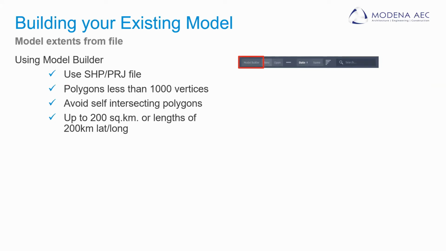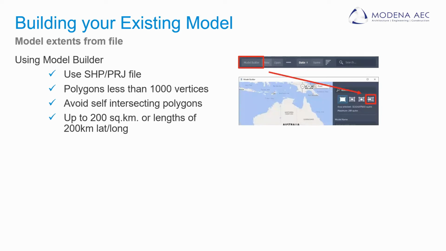So when using Model Builder, you can use shape or project files to define the extents of your project area if you have that set up beforehand. Note that your polygons cannot have more than 1,000 vertices, and you have to avoid self-intersecting polygons, otherwise your model will be corrupted. You can do a model up to 200 square kilometers or a length of 200 kilometers lat long. In other words, 1 kilometer wide and 200 kilometers long. Those are the limitations of this Model Builder software. As you can see there, the button is highlighted where you can import a shapefile.